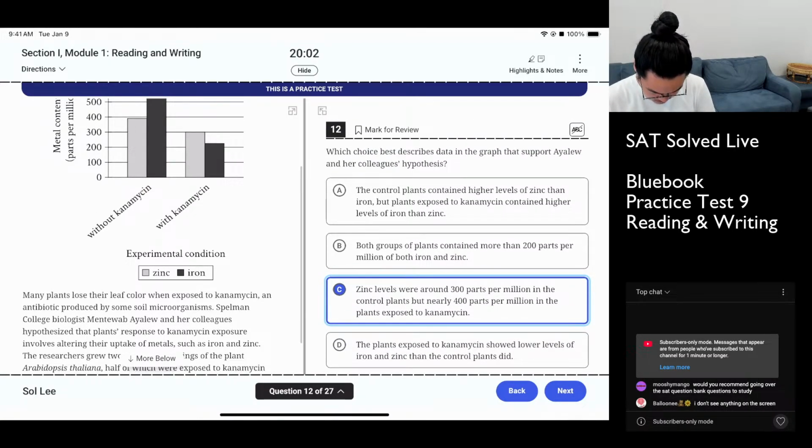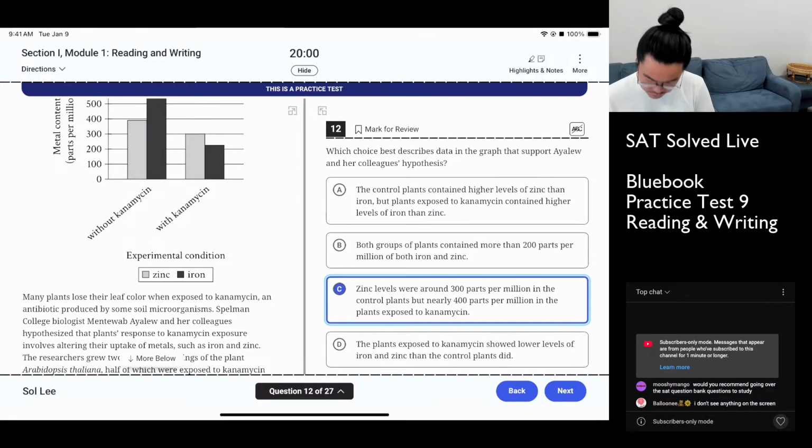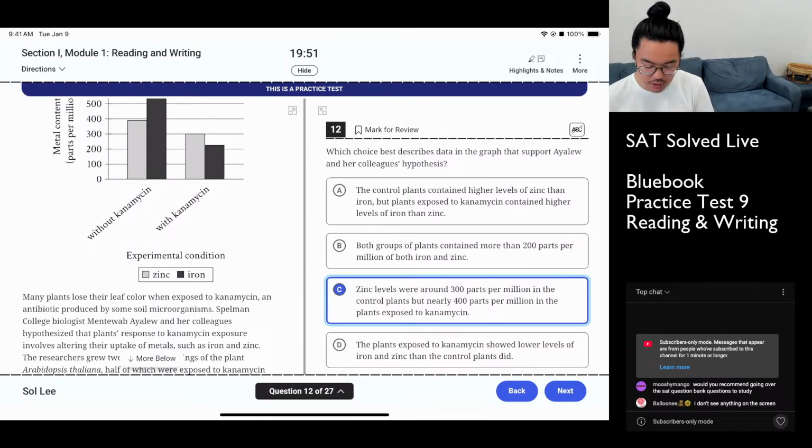What? I guess that's just zinc. But this is the only one that compares controls versus experimental, right? Man, that's kind of annoying. This has to be correct, but now I have to double check A, B, and D. A is just false, or A is just irrelevant. B, irrelevant.